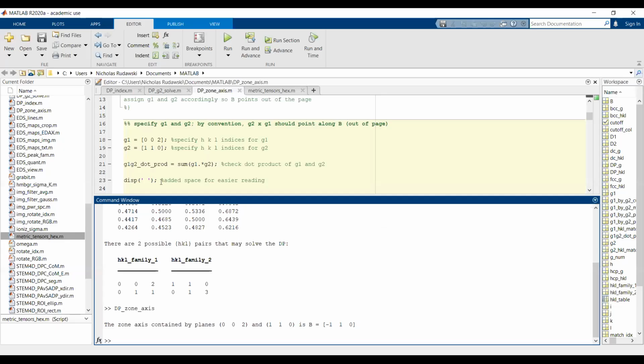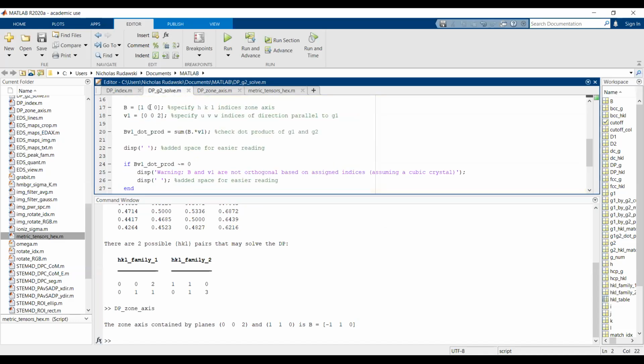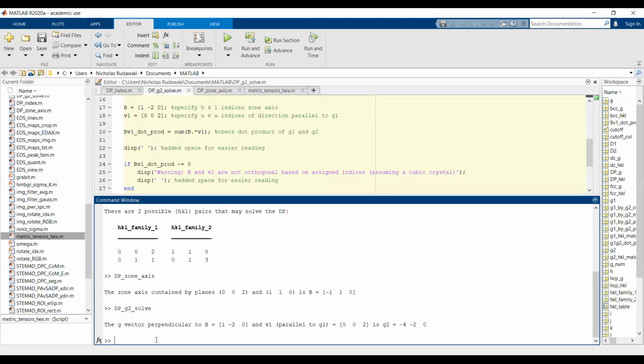So again, we can do that cross product, okay? I have another program here to do this. So the zone axis is 1, 2 bar 0, and then that lattice direction is 002. So we can run this dp g2 solve. Okay, so it's telling us that our answer is 4 bar, 2 bar, 0.